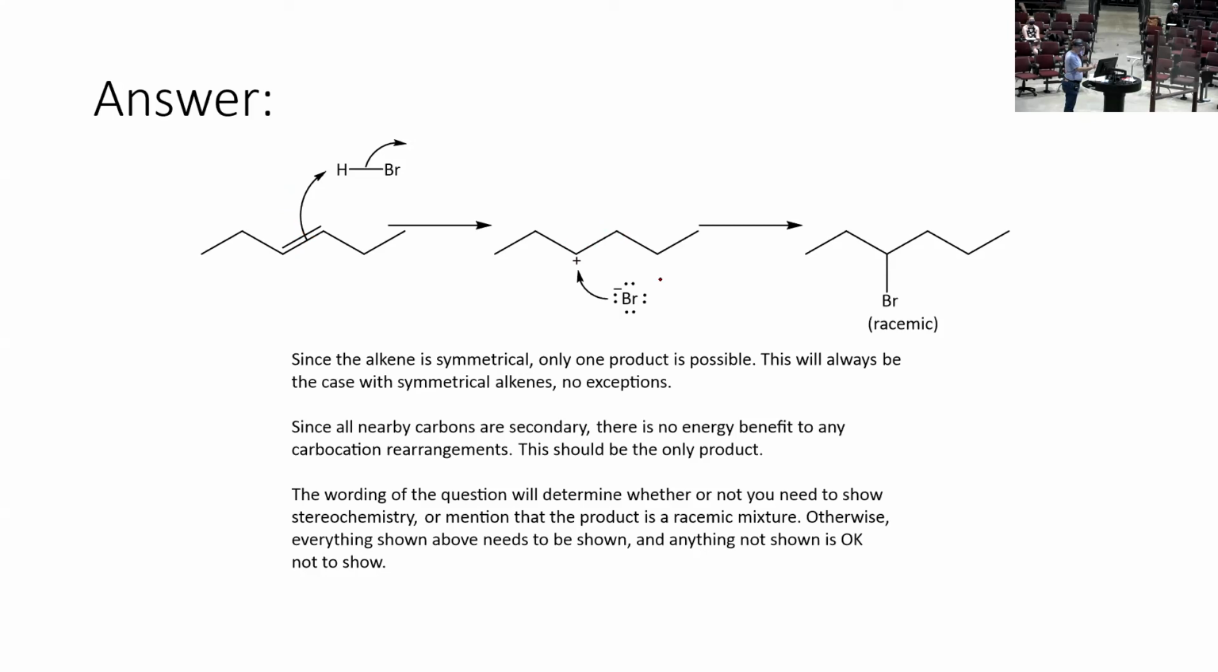Once you get that, then we have a second step in which the halide ion, in this case bromide, attacks that carbocation, and then you get the product. So like I said, everything shown here needs to be shown. Anything not shown is okay not to show. Remember, this reaction takes 2 steps. This does not happen all at once, but it's been experimentally proven that this type of reaction is 2 steps.